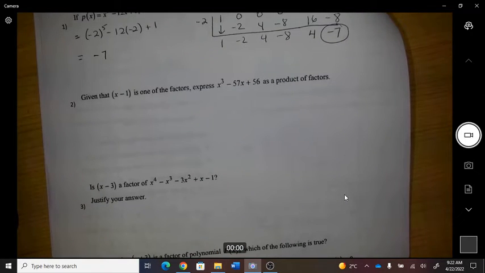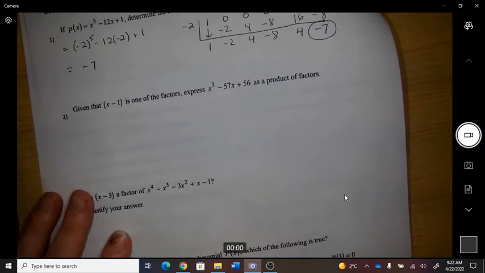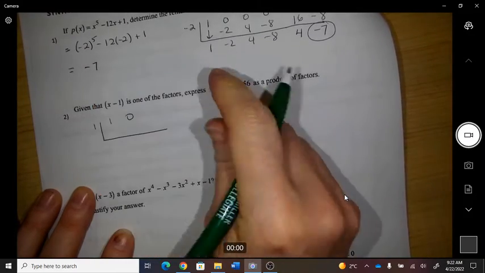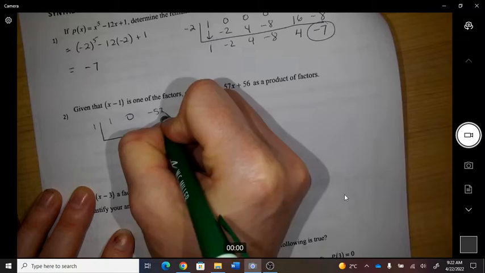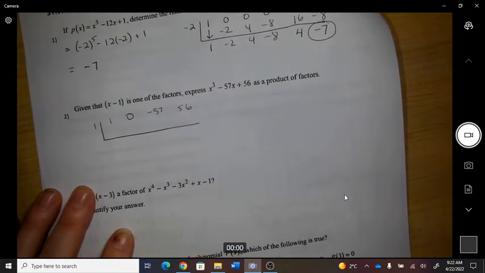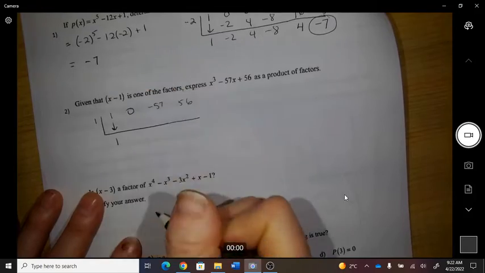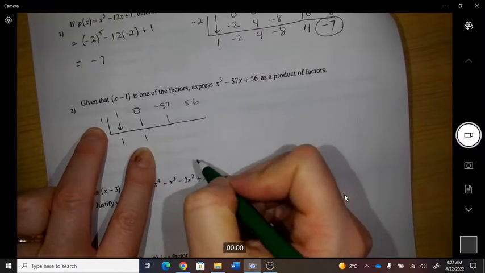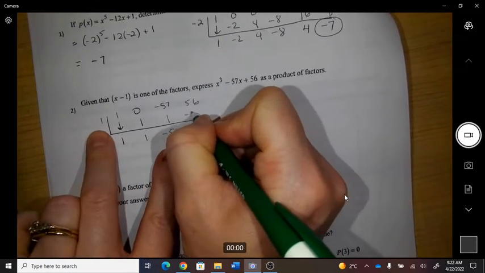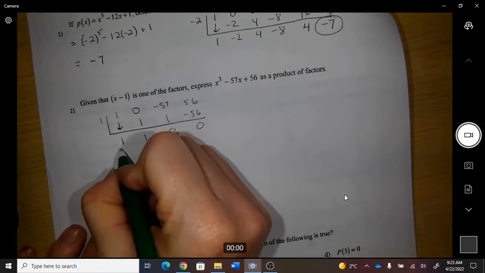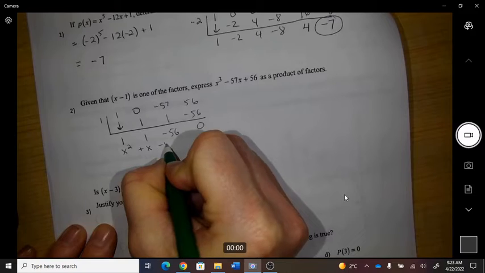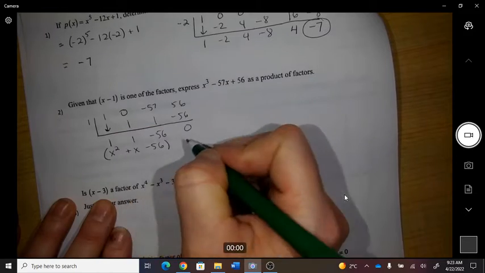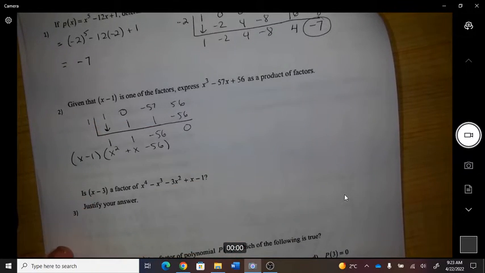Given that this is a factor expressed as a product of factors, okay, so I'm going to go 1 divided by 1 for x cubed, no x squareds, negative 57x, and 56 is the number. So synthetic division, pull that down, 1 times, add down, times, add down, times, add down. So now this would be x squared plus x minus 56. So that's that. We still have times an x minus 1.